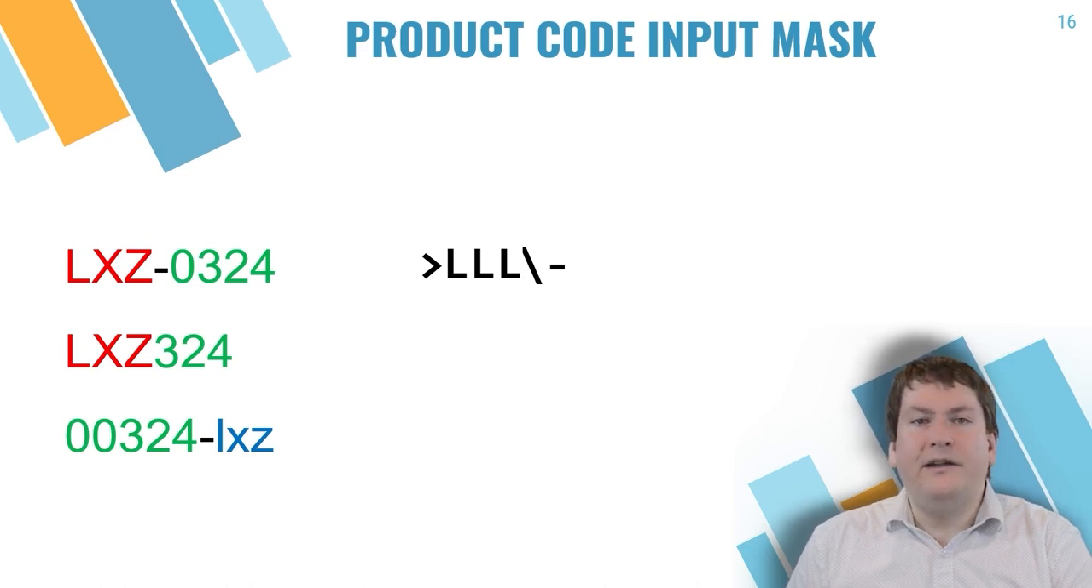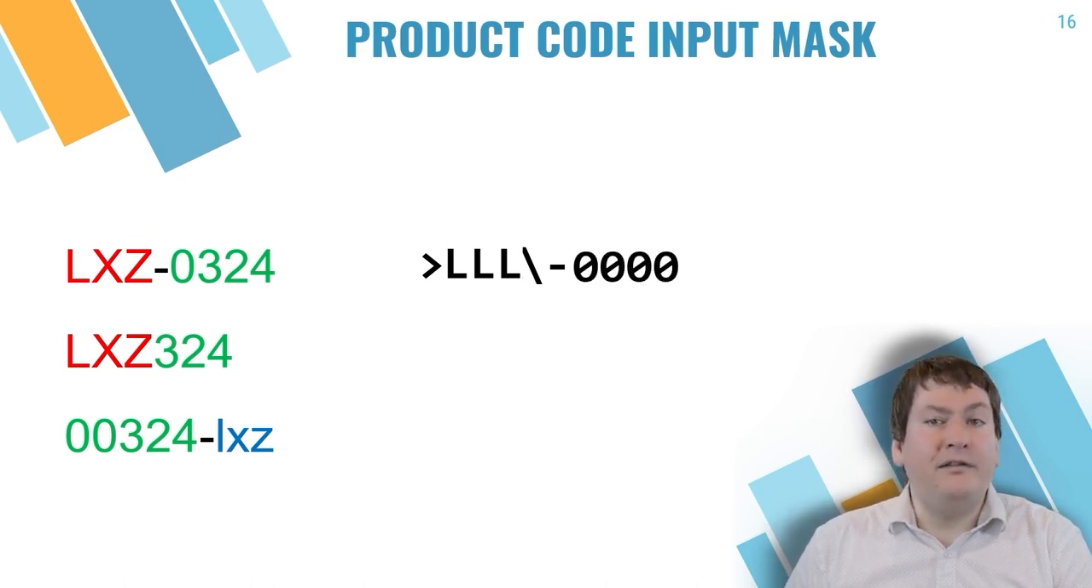In this case, we want there to always be 4 digits exactly after this dash. So what we can use are the 0 characters in the input mask, which state that we must match at least 1 digit for each 0. As we want to match 4 digits, we add 4 zeros.